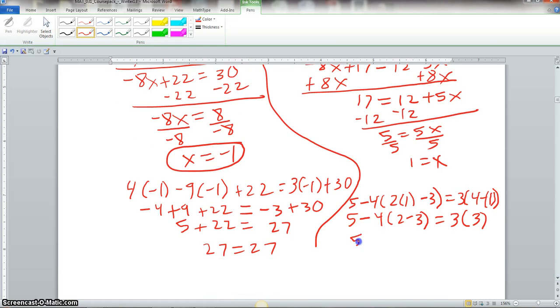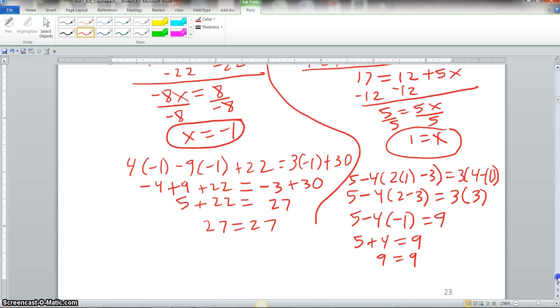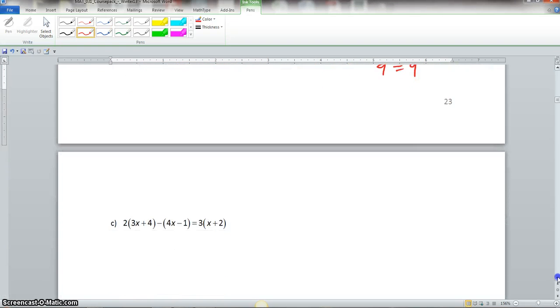Now we will have 5 minus 4. 2 minus 3 is a negative 1. And it equals 3 times 3, which is 9. So we will have 5, a minus 4 times a negative 1 is positive 4. And it equals 9. So 9 equals 9. So your answer here is 1. Okay, now we scroll down here to C.